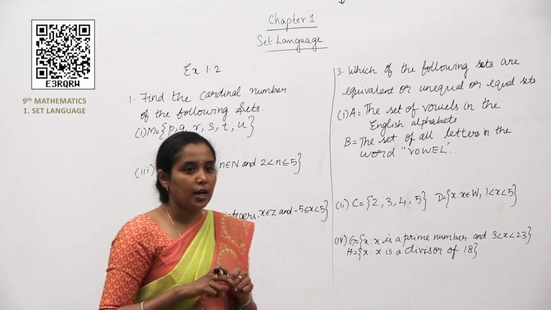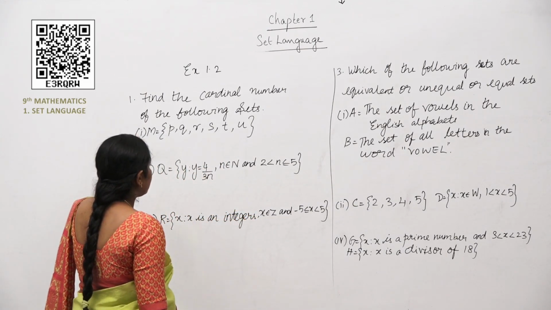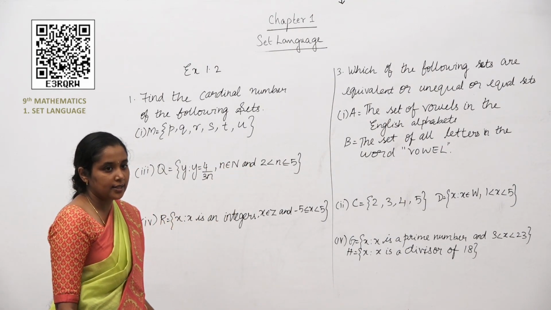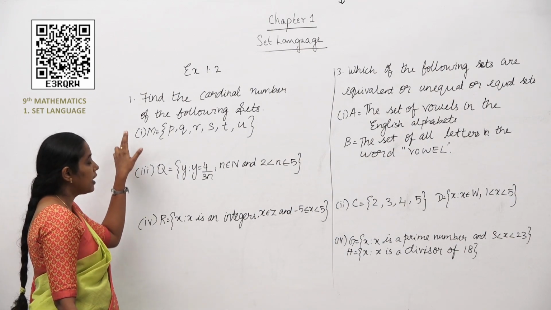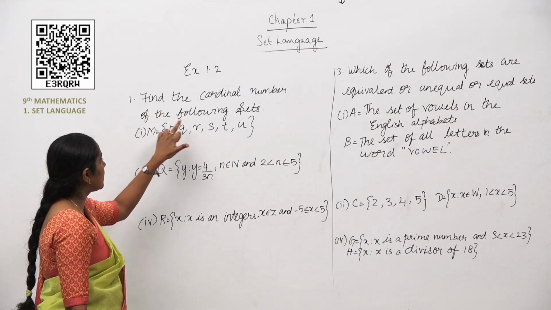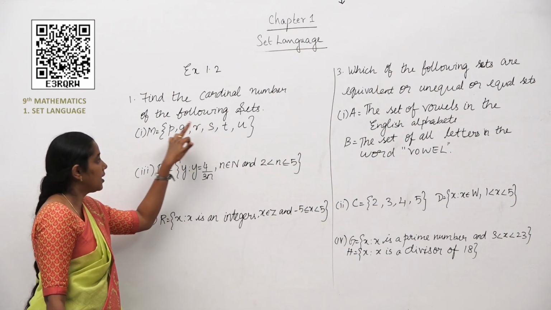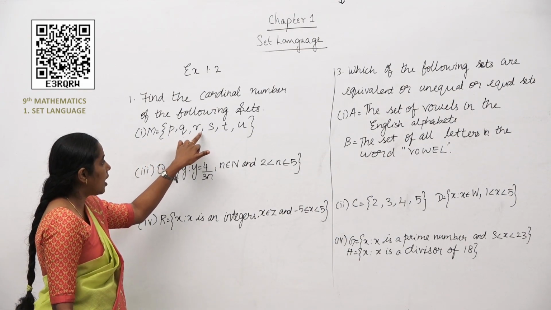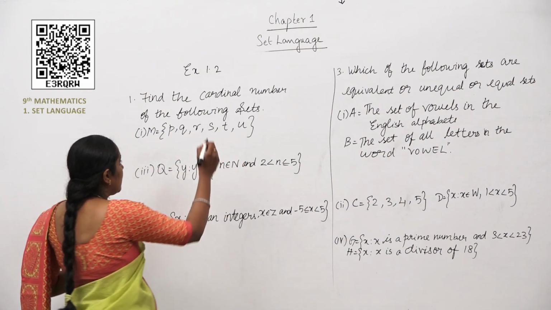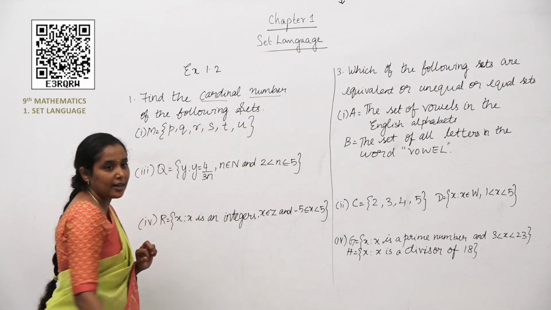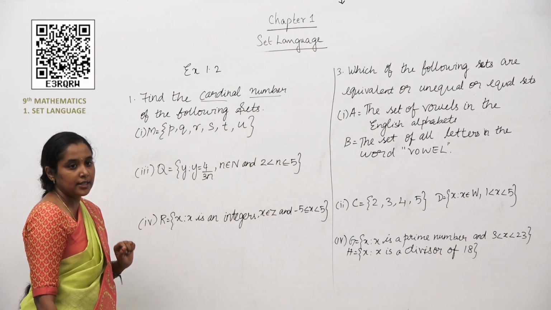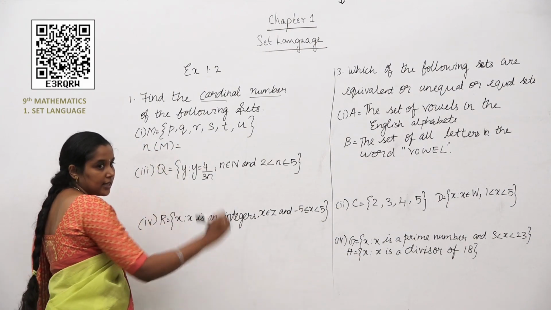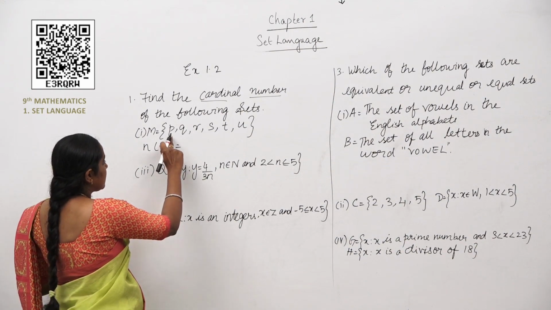Now we are going to see the exercise sums related to cardinal number and equivalent, unequal or equal sets. In exercise 1.2, first sum, find the cardinal number of the following sets. First subdivision is M is equal to {P, Q, R, S, T, U}. You want to find the cardinal number. What is meant by cardinal number? The number of elements in the set. So here n(M), the number of elements in the set M. How many elements are there in the set M?